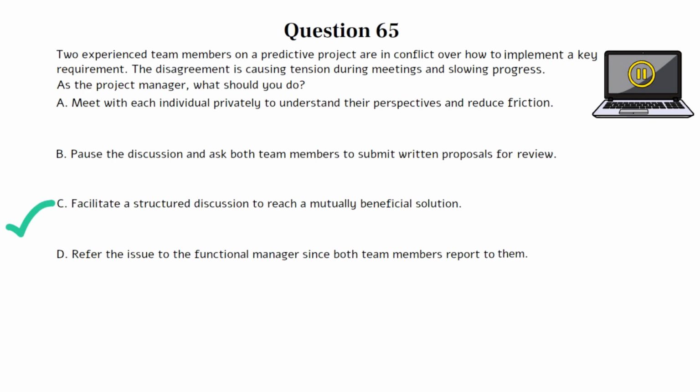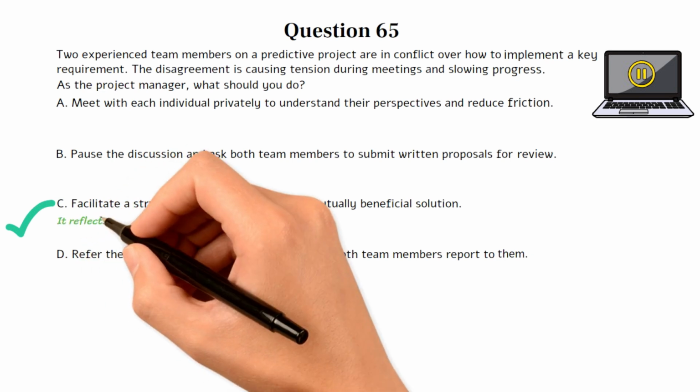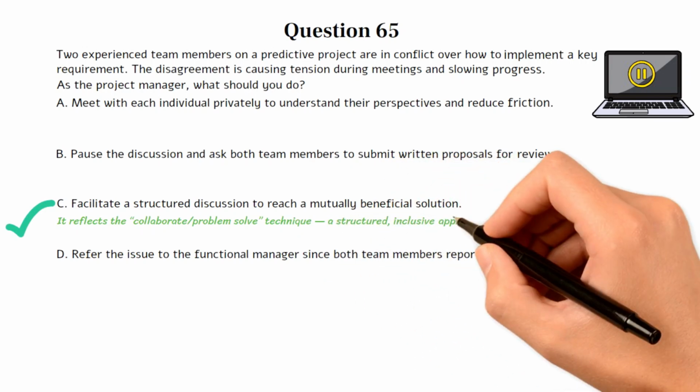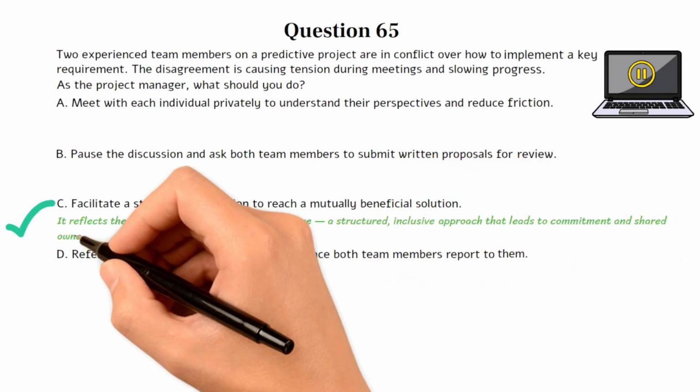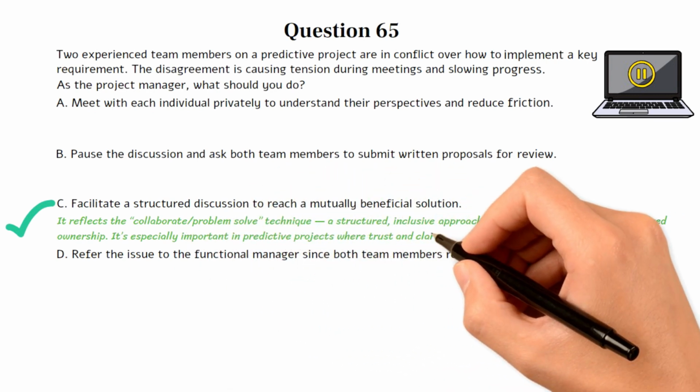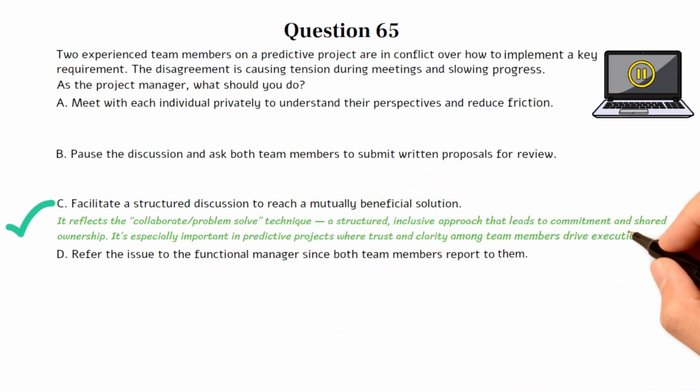Choice C is the best option because it reflects the collaborative problem-solving technique, a structured, inclusive approach that leads to commitment and shared ownership. It's especially important in predictive projects where trust and clarity among team members drive execution quality.